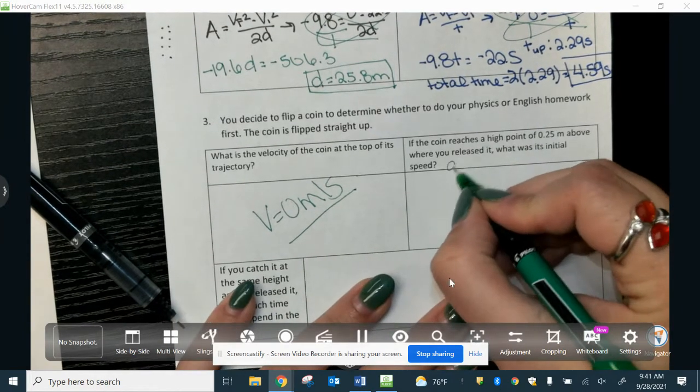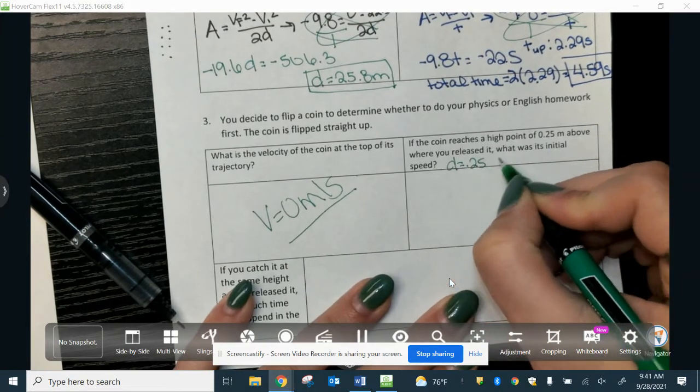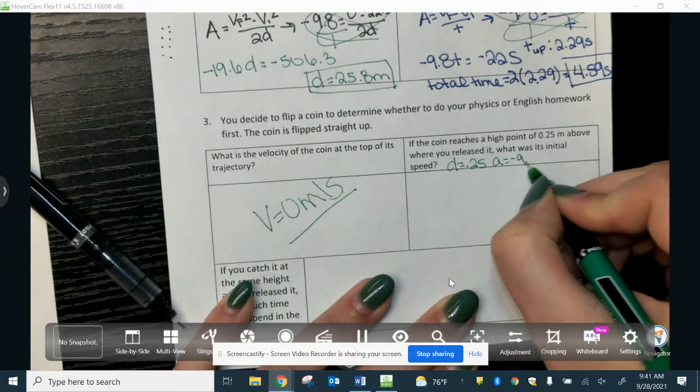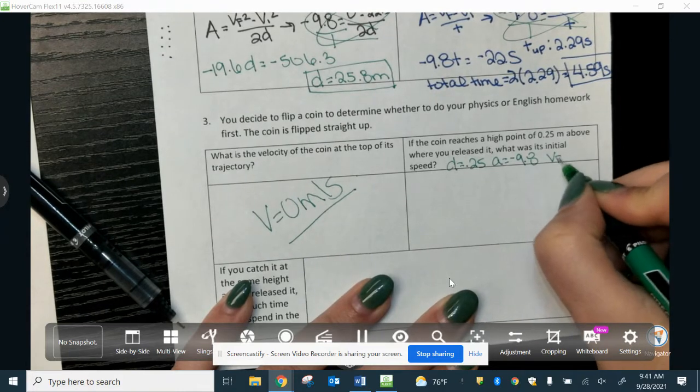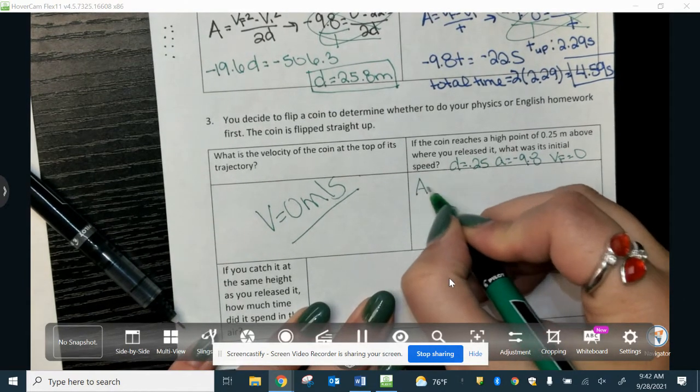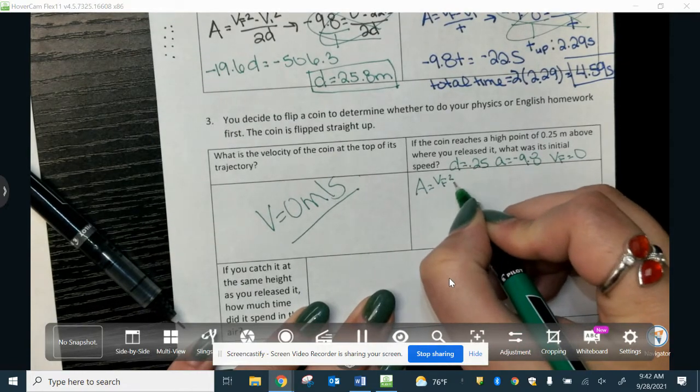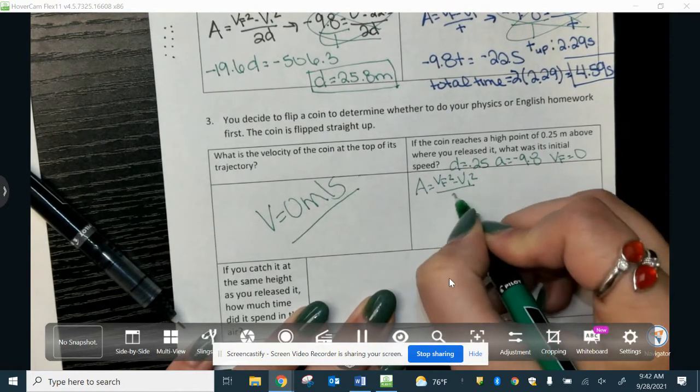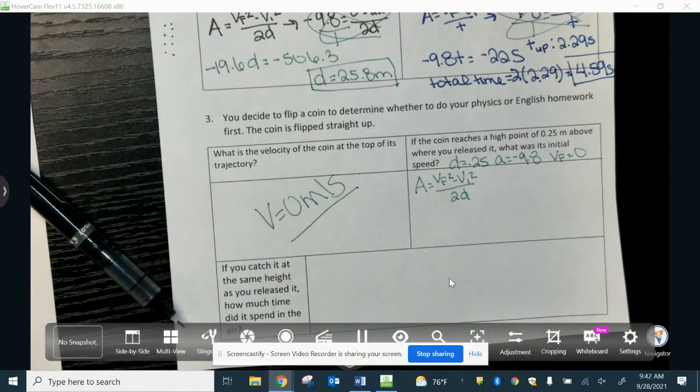Okay, so now we have a distance of 0.25. We have an acceleration of negative 9.8. We have a final velocity at that high point of 0. So all we need is to solve for VI. I don't have time, so I have to use VF squared minus VI squared over 2D.